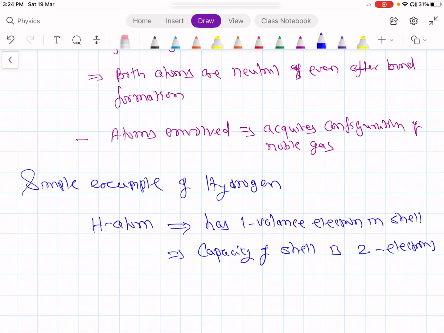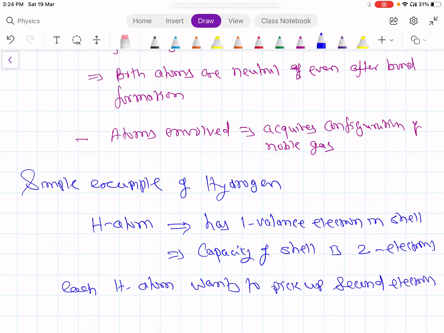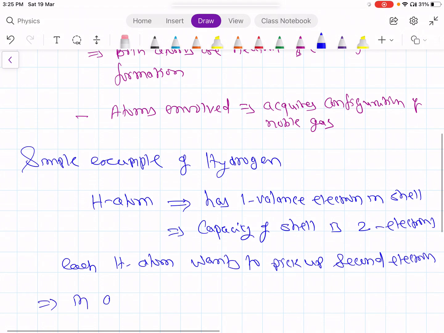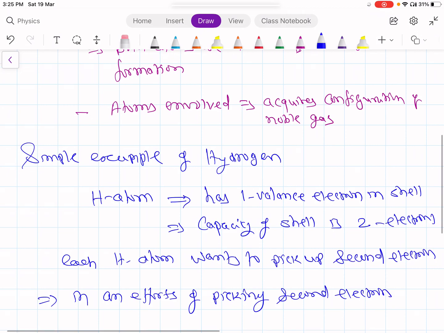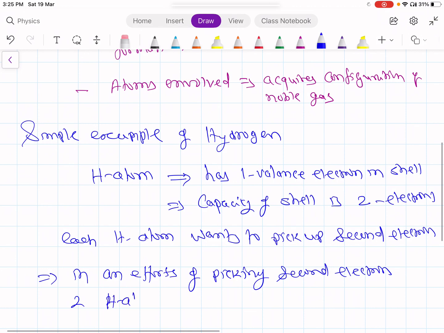So because of this, what happened? Each hydrogen atom wants to pick up a second electron to get the closed structure. So in an effort of picking the second electron, what happens? These two hydrogen atoms react and form a hydrogen molecule.